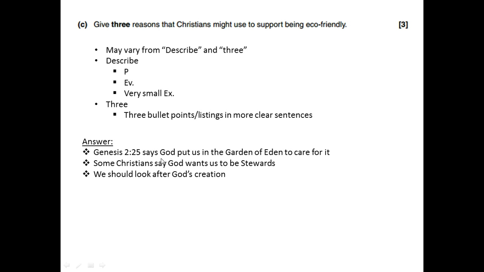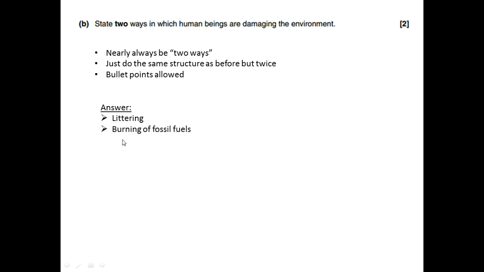Some Christians say that God wants us to be stewards, and we should look after God's creation. So that's how you would go about giving 3 reasons that Christians might use to support being eco-friendly. They're pretty clear sentences. You don't really want to be doing those one-word answers now like you were before in question B or A.